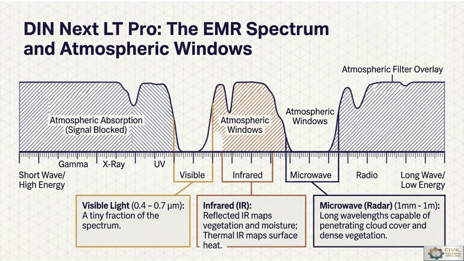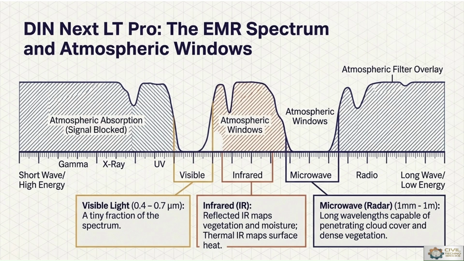Electromagnetic radiation spectrum with reference to the atmospheric windows. Electromagnetic radiations start from the gamma rays, X-rays, ultraviolet rays, then visible light, infrared, then microwaves, then radio waves likewise. So the portion above that main line includes the atmospheric absorption, atmospheric windows and atmospheric overlay. Atmospheric absorption is where the signal is blocked. Here the visible light is from 0.4 to 0.7 micrometer, a tiny fraction of the spectrum, which is the only part visible to our naked eye. All other rays are not visible to our naked eye.